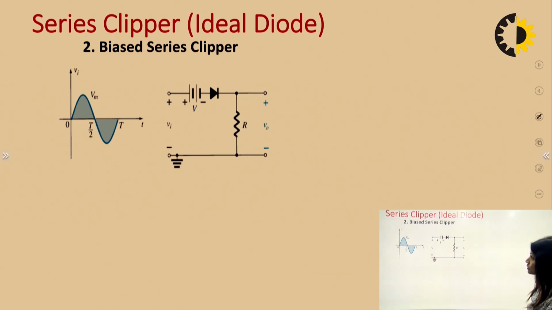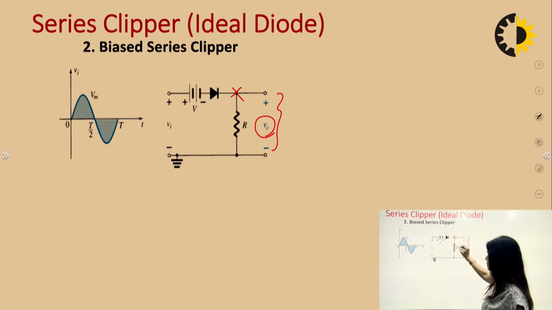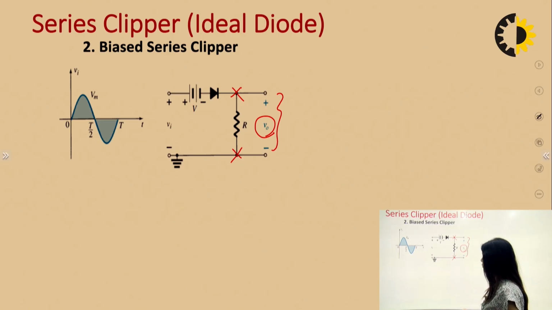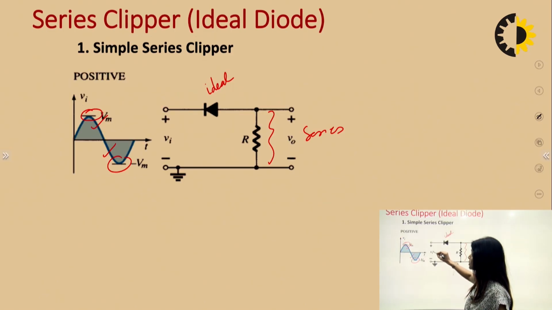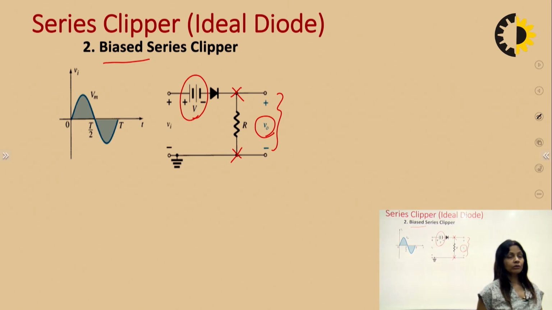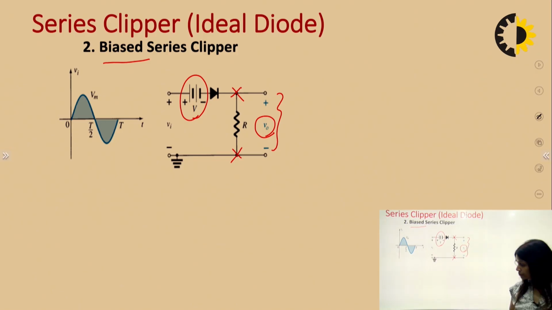Now, this is also a series clipper because the output voltage is being asked across the resistance R. Here, why is this called a biased series clipper? Because in the previous question there was no DC voltage, but in this question you can see we have applied some voltage V. Now, how to solve these types of questions? Let us assume a few values, and then we will solve a series biased clipper.